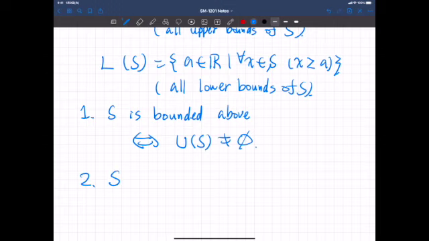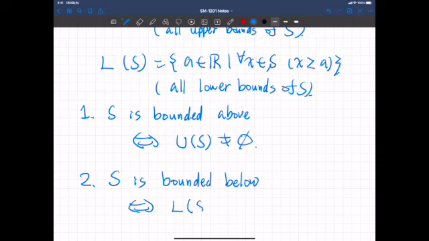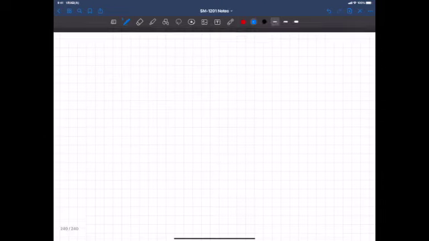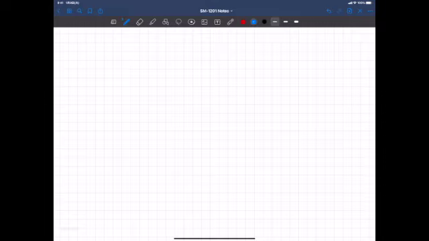And second, S is bounded below if and only if L of S is non-empty. Okay, it should be trivial. Okay, now let's define some more things. We define many things here. It's like learning new vocabulary. Okay, so there are many concepts regarding real numbers, so you should be familiar with all these things.